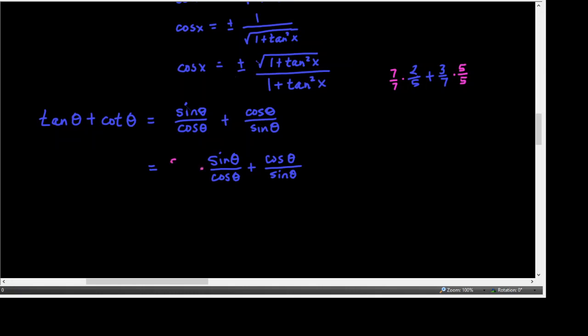We're going to multiply the first fraction by sine of theta over sine of theta as a form of 1. And we're going to multiply the second fraction by cosine theta over cosine theta. Okay. So that gives me sine squared theta over sine theta cosine theta, our common denominator, plus cosine squared theta over our common denominator.